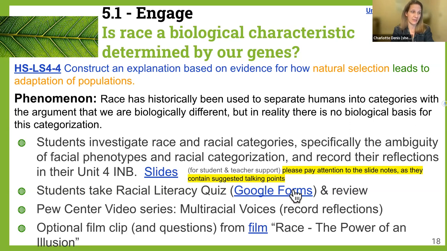The racial literacy quiz questions are excerpted from a quiz generated as part of that project, which was done by the Center for Public Broadcasting, I think in the early 2000s, maybe 2004 or 2005. So it definitely shows its age. But there are other, newer things in the slides that hit the same ideas. We suggest that you pay attention to the slide notes, because they give suggested talking points.